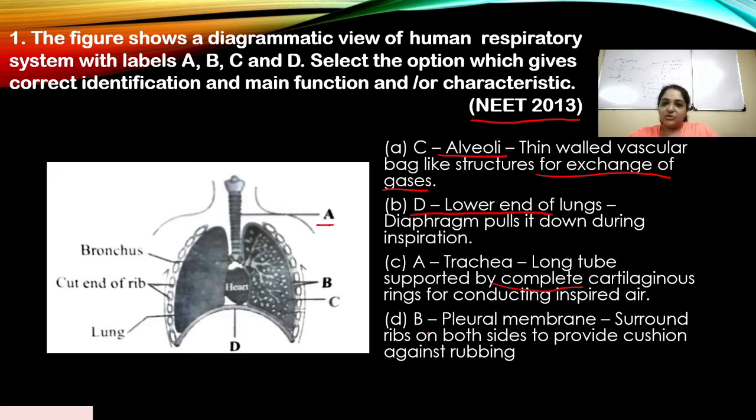Now we have the last option, D, B, pleural membrane. We have pleural membrane here, and B is over here. It points to the pleural membrane, surround ribs on both sides to provide cushion against rubbing. But pleural membrane does not surround the ribs, it surrounds the lungs. So that is incorrect. So option D is also incorrect. Eventually option A is the correct answer. If you've written A, that means your answer is correct.